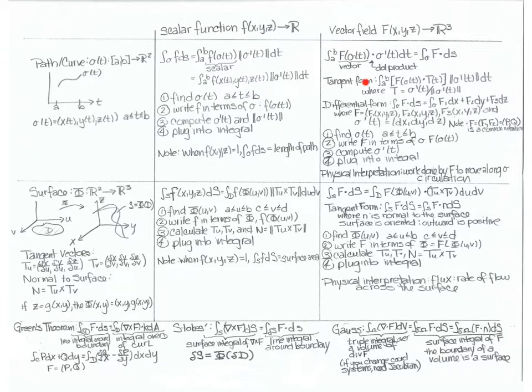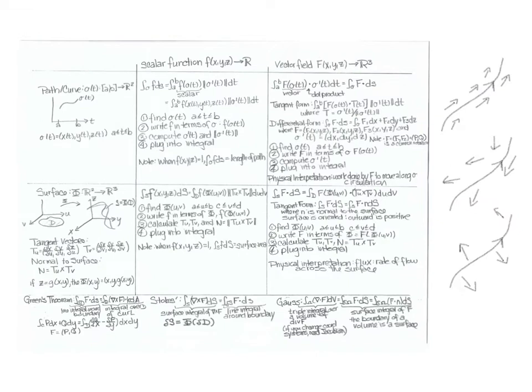Another way of thinking about this tangent form is there's a physical interpretation of this vector field line integral, and that is work done by your vector field F to move a particle along the path sigma. To look at this, I have drawn 3 situations. Here I have a path with the arrow indicating the direction of my path. So I have 3 versions of the same path.